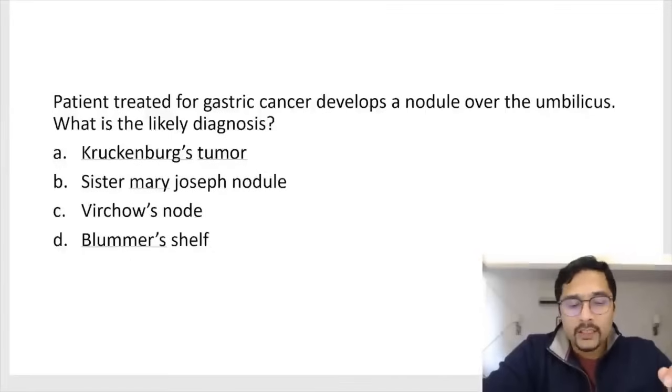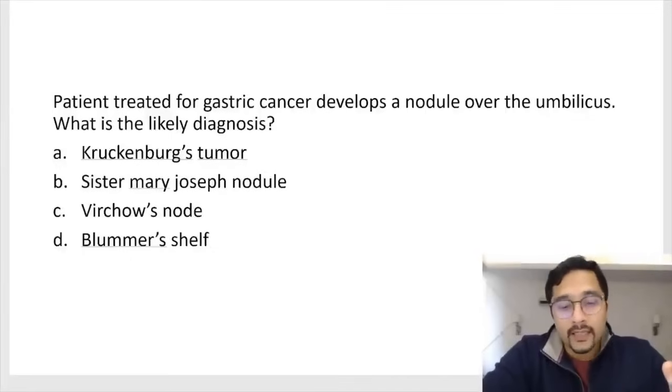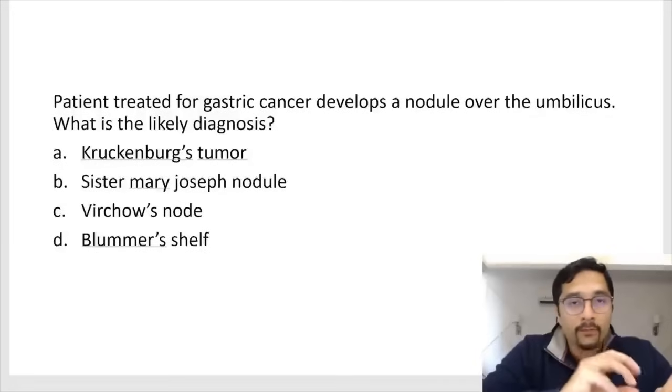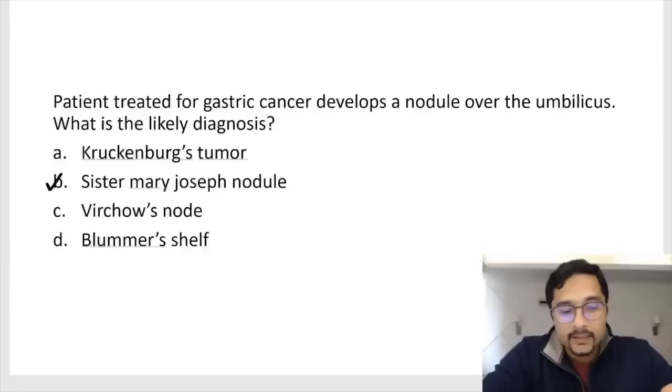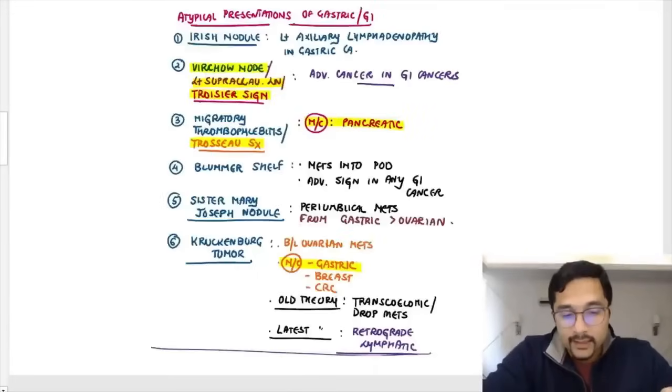Another very common question is that a patient is treated for gastric cancer and now develops a nodule over the umbilicus. What is the likely diagnosis? So an umbilical nodule in a patient with cancer is known as Sister Mary Joseph's nodule, and all these atypical presentations have been asked in the exam.